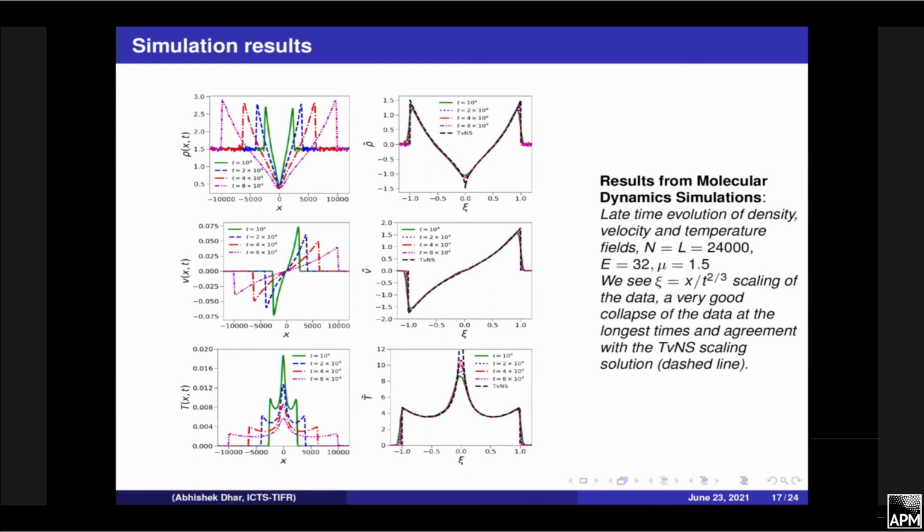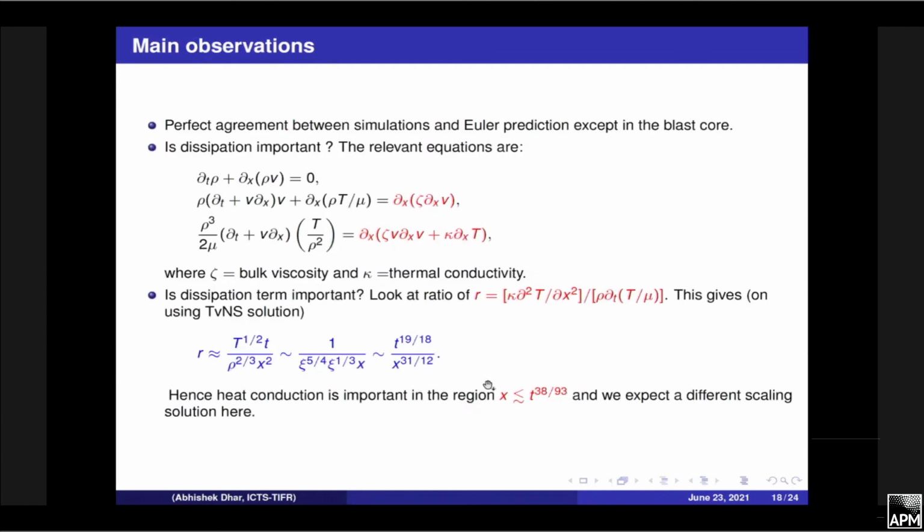Okay, so I think I still have some time. So this is now what we want to understand: why is there a deviation at the center? Perfect agreement between simulations and Euler description except in the blast core. And so now one worries about the terms that we have neglected in the Euler description, right? There were these dissipation terms from viscosity and thermal conduction. And so the question is, are these important?